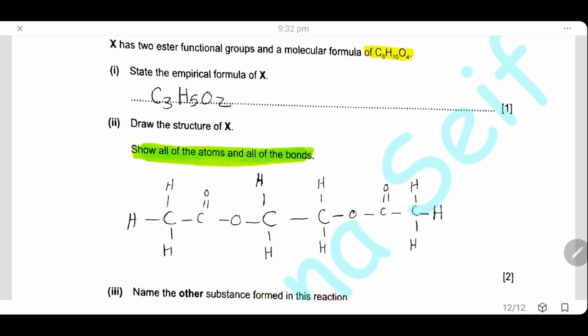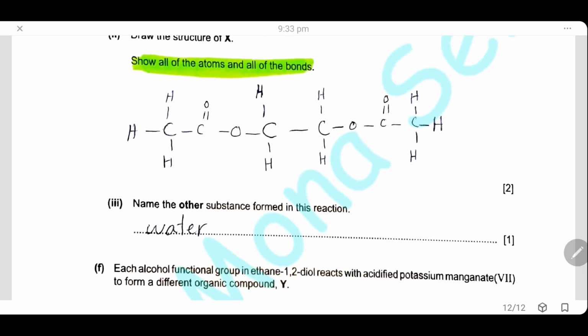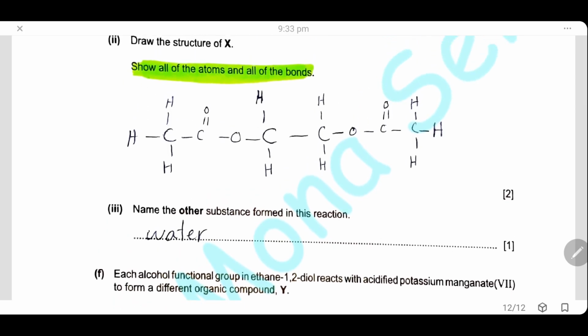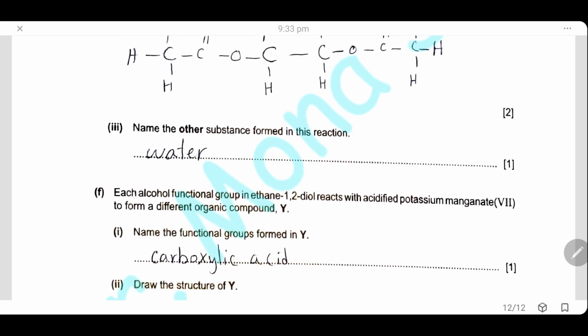If you count the carbon atoms, 1, 2, 3, 4, 5, 6, as we have here in the molecular formula, C6, and hydrogen will be 3 plus 2, 5, and 5 from this side, it will be 10, and 4 oxygen. This is the correct formula of the ester formed. Name the other substance formed in this reaction. When alcohol reacts with acid to form ester, they remove water, 1 molecule of water for each ester linkage, so the other product formed is water.